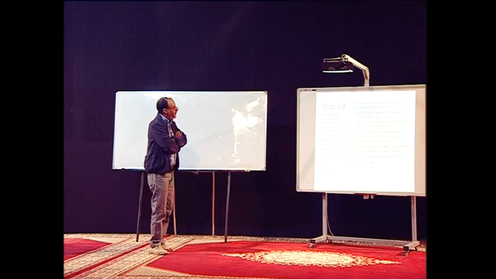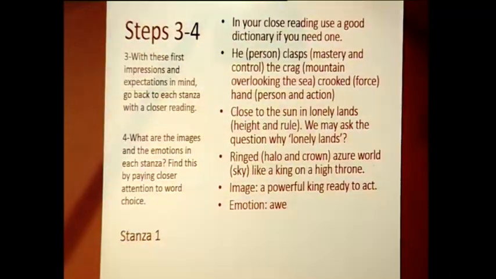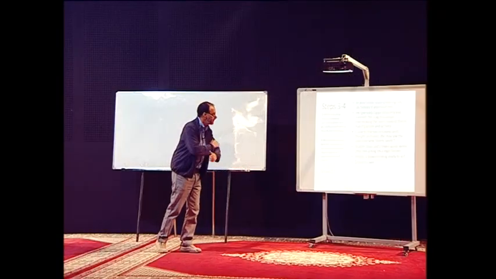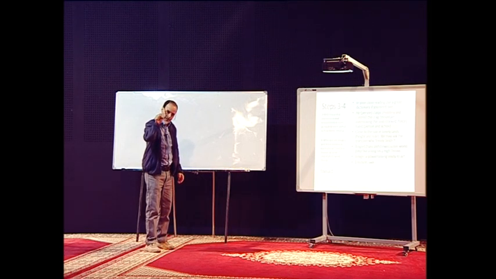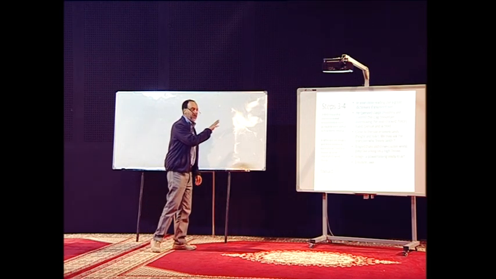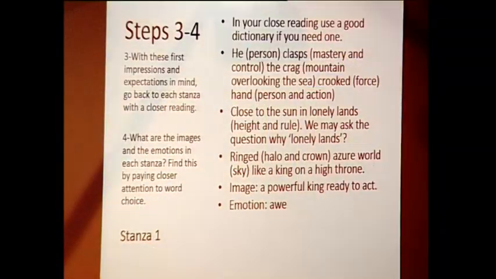Now, if you go back to the poem again, you have he. Now, this is a personification. We are talking about a bird. Normally, a bird is it. But the poet is using he, as if talking about a person, okay? This is a personification, okay? A personification. Clasps. To clasp is to hold very strongly, to hold something very strongly. Clasps means mastery and control. When you hold something tightly, firmly, closely, this means that you have mastery and control.